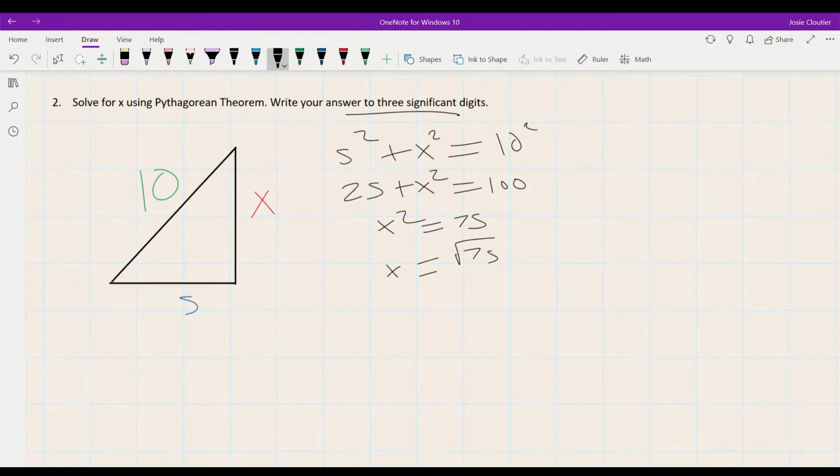Now it wants us to give our answer to 3 significant digits. So plug that into your calculator, square root of 75, and you get x equals 8.6602. Now it's asking for 3 significant digits, so 1, 2, 3. And we get x is equal to 8.66 as our final answer.